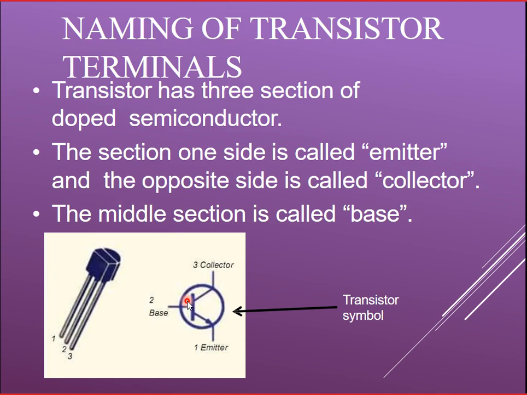Without that we cannot make the conduction. Suppose if there are only two layers, it will be like a PN junction diode. So that's why it is the middle one, which is the connector, that is represented as the base.